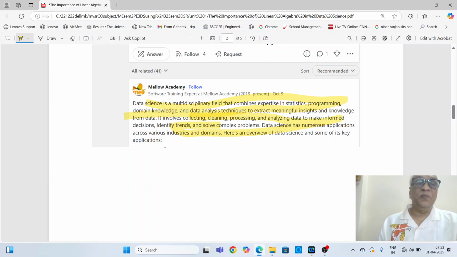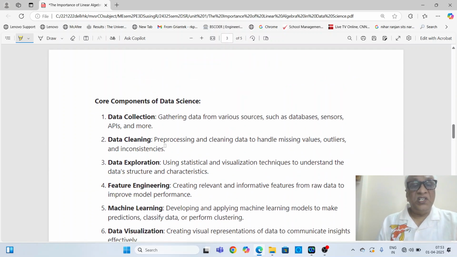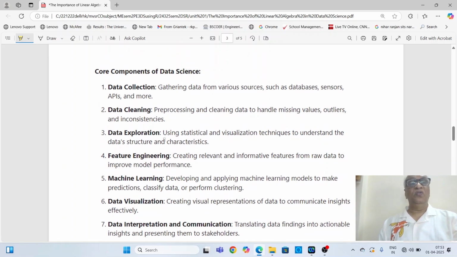So basically, it's multidisciplinary. And what exactly does data science deal with? It deals with collecting the data, cleaning the data, processing the data, analyzing the data, identifying the trends, and solving complex problems. So that's what data science is. As you can see here, all those are the core components of data science, be it data collection, cleaning, exploration, feature engineering.